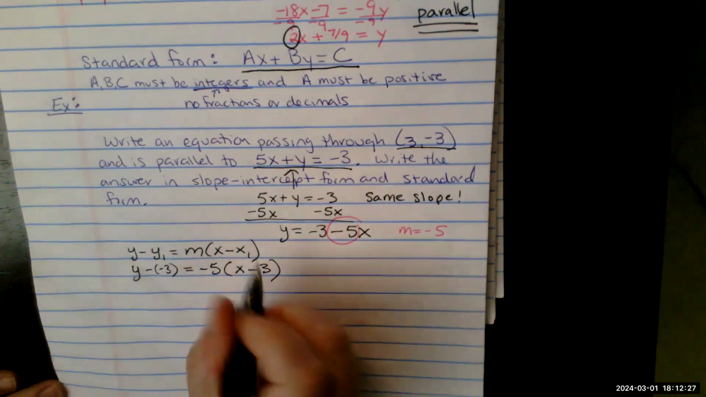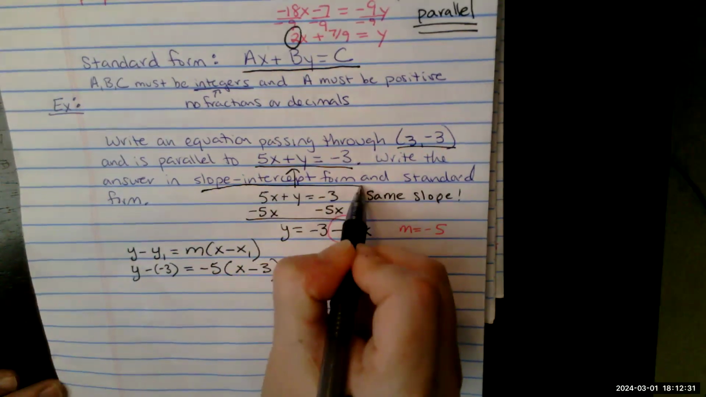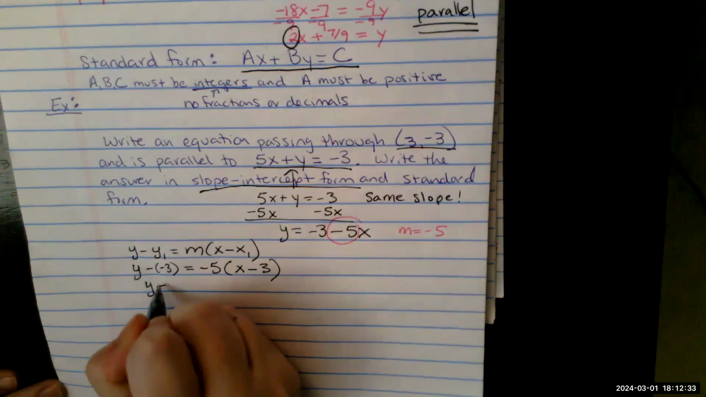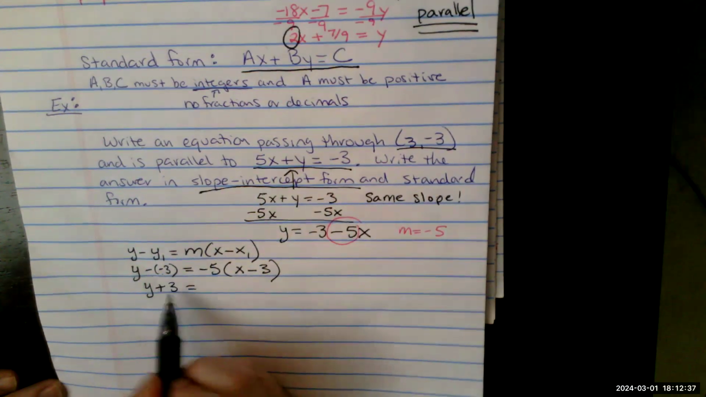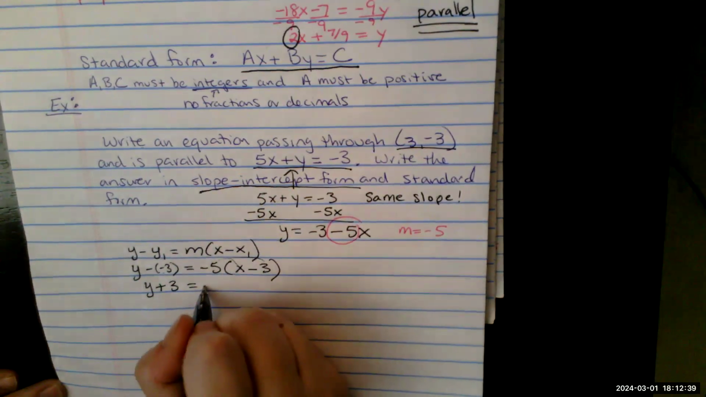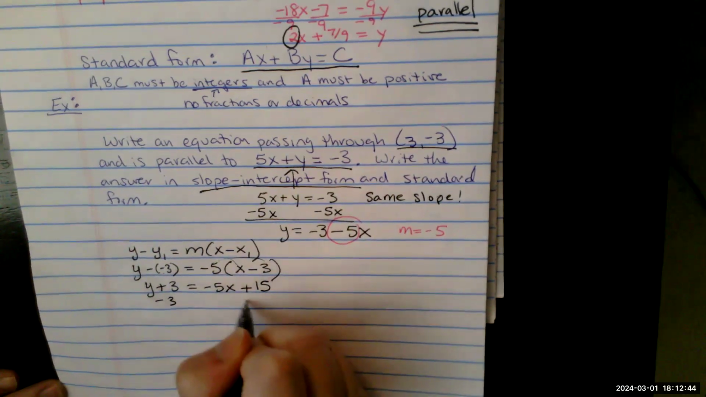So since this is not one of the forms they want, I'm now going to change it to slope-intercept form by getting that y by itself. First thing I'm going to do is change minus a negative to a plus, and over here I'm going to distribute. Last step, -3.